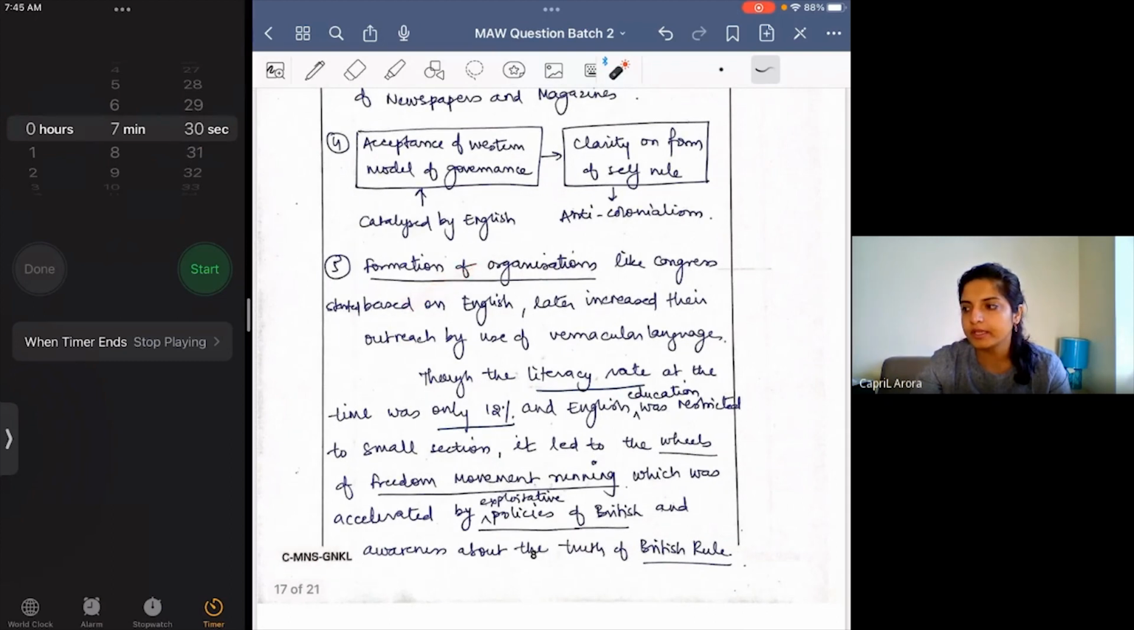Formation of organizations like Congress started based on English. Later on, their outreach increased by use of vernacular language. Though the literacy rate at the time was only 12% and English education was restricted to a small section, it led to the wheels of the freedom movement running, which was accelerated by exploitative policies of the British and awareness about the truth of British rule. Correct? All the points that you gave, examples also you have given. Just learn how to represent it.